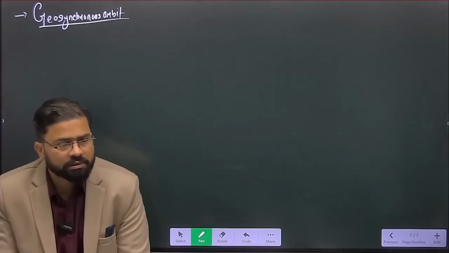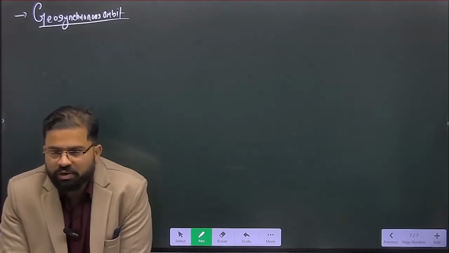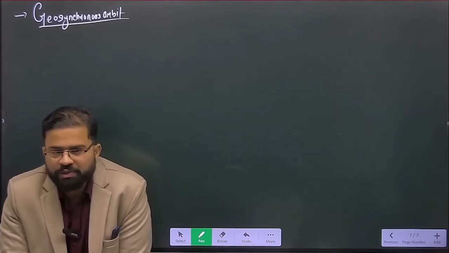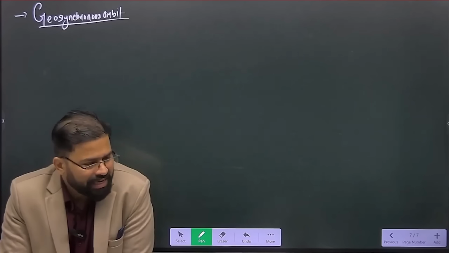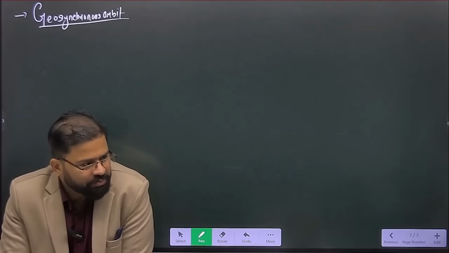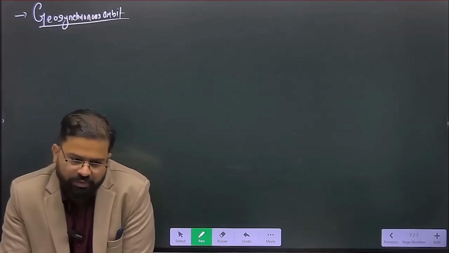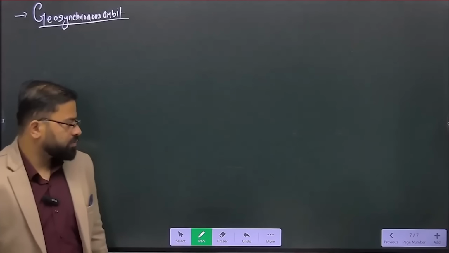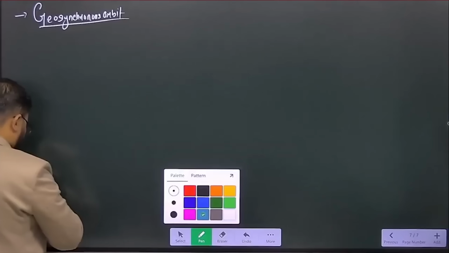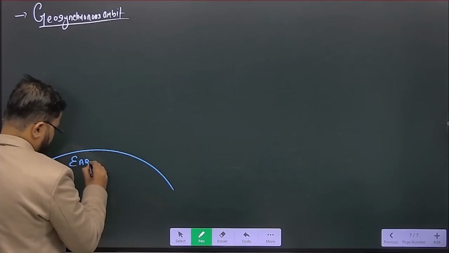Geosynchronous means what? Sync means to match. So the name itself indicates that if the satellite is parked in this particular orbit, its orbital velocity will match the rotational speed of the Earth. Okay, so this is Earth.